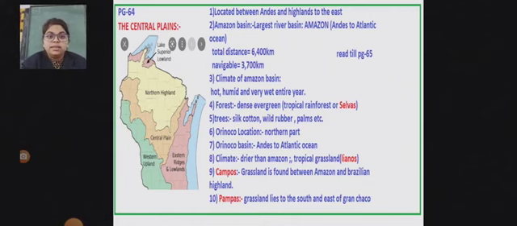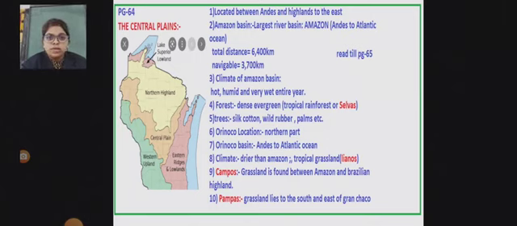The total area that Amazon basin covers is 6,400 kilometers, while humans can only navigate till 3,700 kilometers. So it is approximately 60% of the area we can navigate, and the rest 40% is not navigable at all. The climate of the Amazon basin is hot, humid and at the same time very wet. And this particular climate is followed exactly the same way for the entire year.